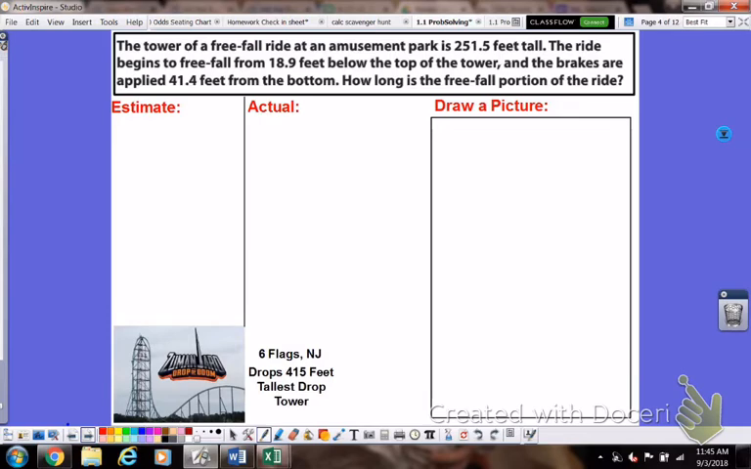Alright, so we want to think about what facts do we know. We know that the ride is 251.5 feet tall. We know that the free fall begins 18.9 feet below the top of the tower, and that the brakes are applied 41.4 feet from the bottom. Now, we want to find out how long is the free fall. So as you can see, as we go through, don't be afraid to underline, highlight, circle, anything that helps you pick out those important facts and kind of ignore everything else.